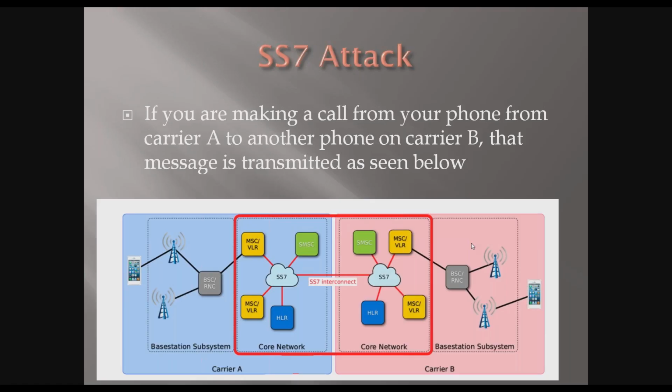All right, and here's the SS7 attack. We're going to talk about how this takes place. If you're making a call from one phone on carrier A to another phone on carrier B, that message is transmitted as seen below. Here we are over here, it goes to the towers, goes to the BSC, the RNC, goes to MSC, VLR, and then SS7 is used to exchange on even the core network. And then it goes to the other network, and eventually finds its way to the other phone.